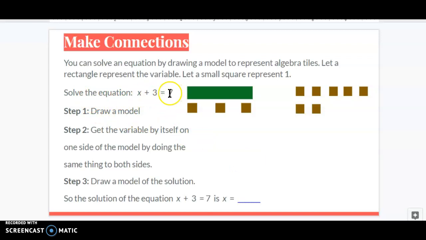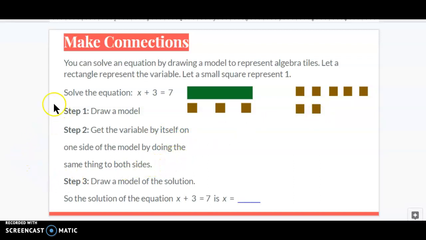So in your book, they have a spot for you to draw this model. So I want you to draw it because you're going to have to practice. So you're going to draw one rectangle on the left side and then 3 ones underneath it or next to it on the left side. On the right side, you're going to draw 7 ones or 7 squares to represent 7. So on the left side over here, I have x plus 1, 2, 3 equals 1, 2, 3, 4, 5, 6, 7.